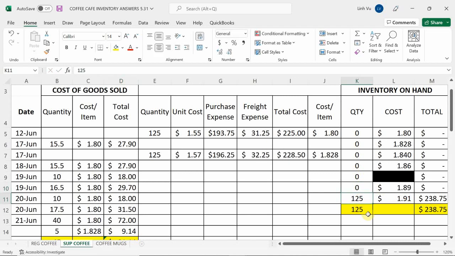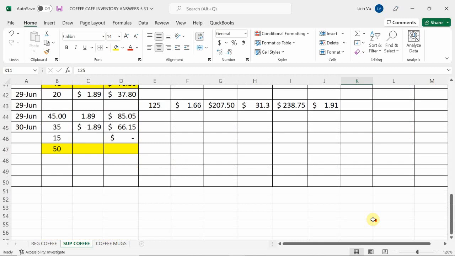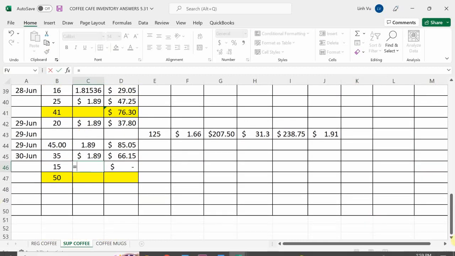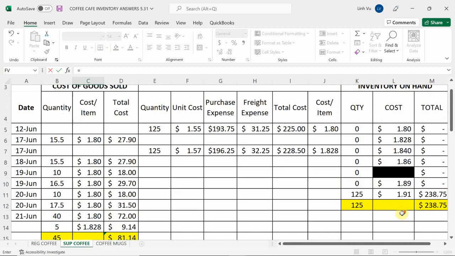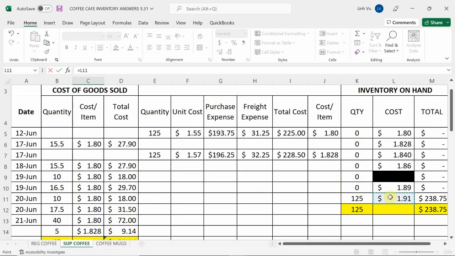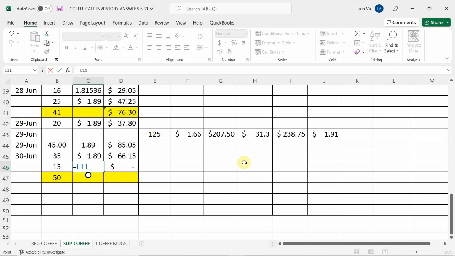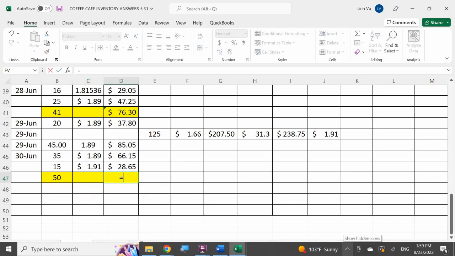And then my batch I need to take out from is this 125. I need to take 15. It's currently $1.91. So how many pounds is it going to be if I sold or used 15 pounds at $1.91? $28.65. So in this case, how much in grand total did I use? $94.80.